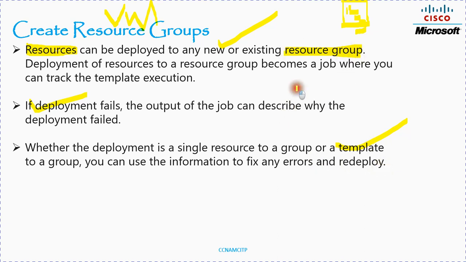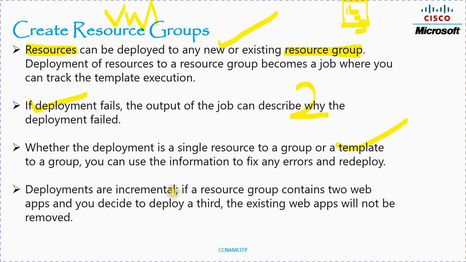What is happening here is you got a problem and your deployment failed. Now you want to find out what is the reason. This can help you to fix that error or whatever situation is there. Apart from this, deployments are incremental. If a resource group contains two web apps and you decide to deploy a third, the existing web app will not be removed. For example, this is your resource group, and 1 and 2 are already there. If you want 3 and 4, you can add them. That is what is mentioned here as incremental. Deployments are incremental.